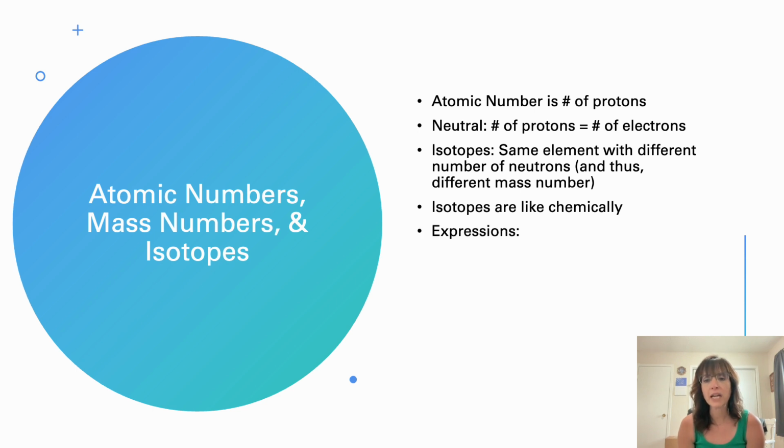Now, there's also several types of expressions you need to be able to interpret. One looks like this: carbon-14. Obviously, carbon is the atom. 14 is the mass number. You may also see it written like this. C stands for carbon. There are two numbers. 14 is the mass number. 6 is the atomic number. So how do you find the number of neutrons? 14 minus 6. So in this case, there would be 8 neutrons.